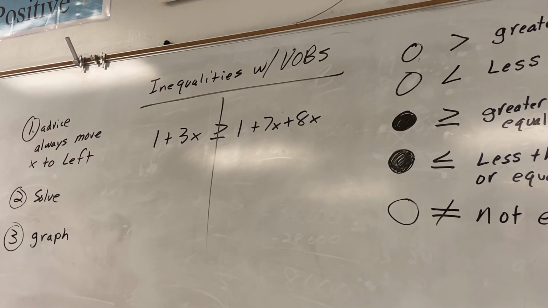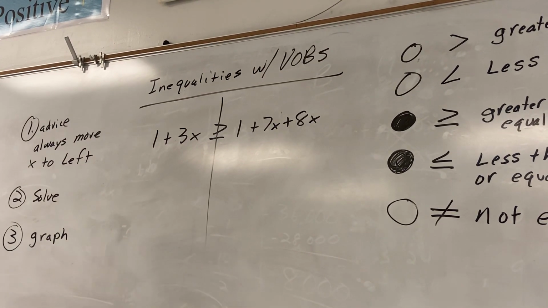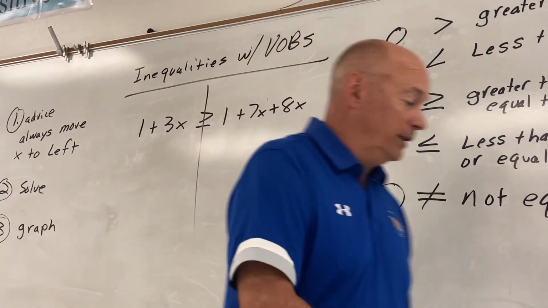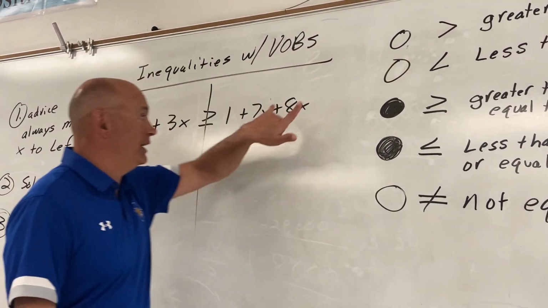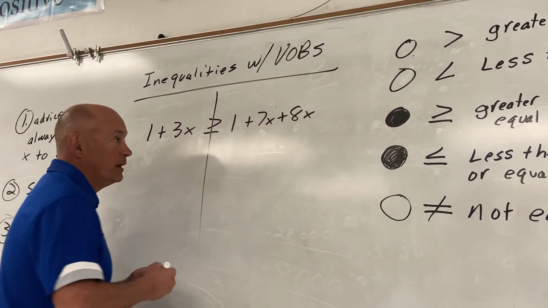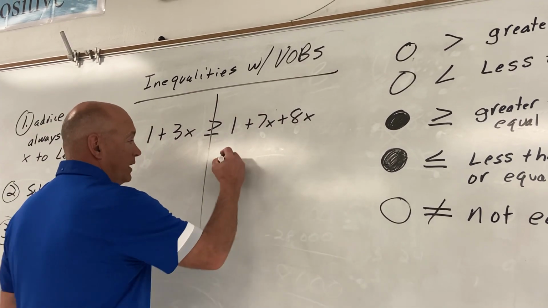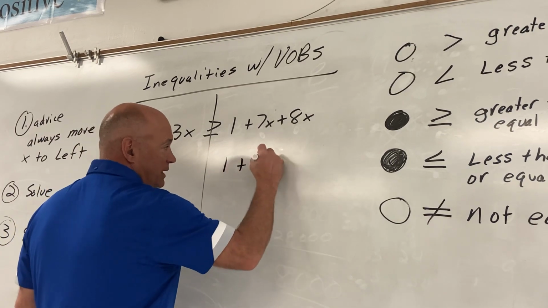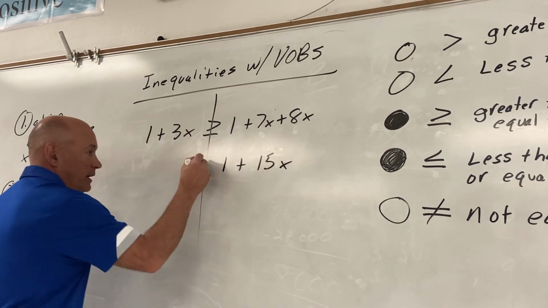All right, Clover, what do you want to do first? I put X's on the right. Good. Do y'all agree with Clover that we can add these two x's on the right together? Yes. What do they add up to? 15. So I'm going to change the right side to 1 plus 15x. Sweet. Thank you, Clover.